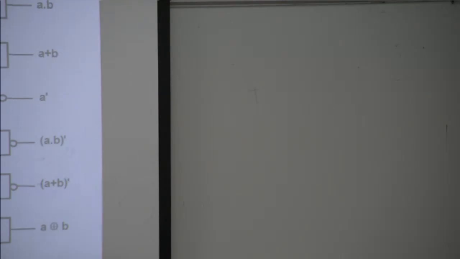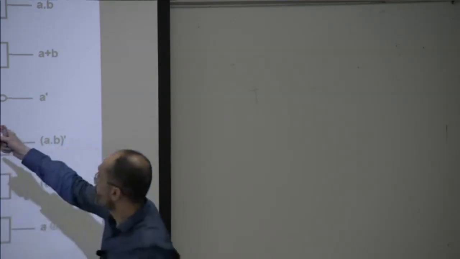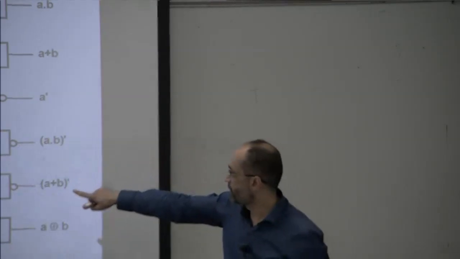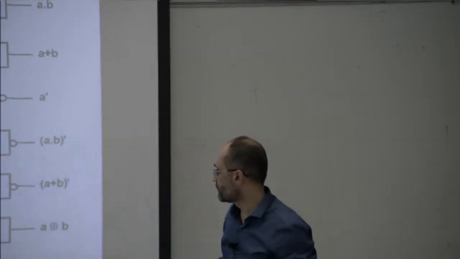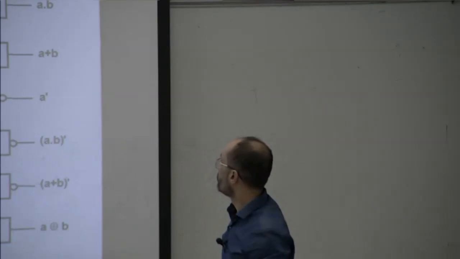Okay, now these are the gate symbols. The first one is the AND gate. The second is the OR gate. This is the NOT gate. This is the NAND gate. This is the NOR gate, and the last one is the exclusive NOR gate.